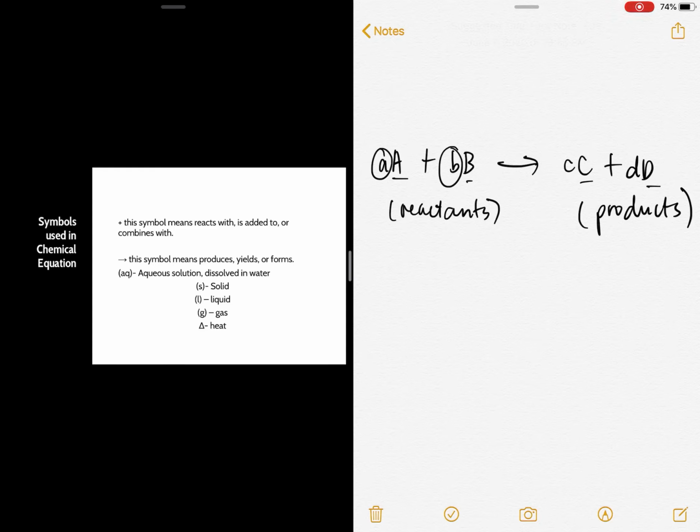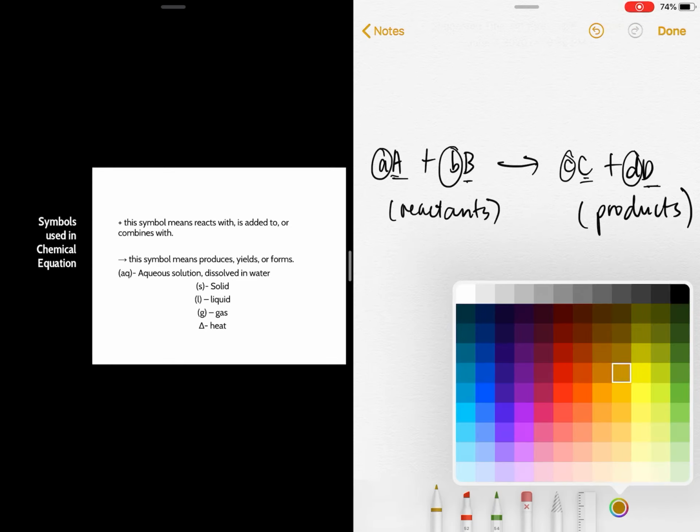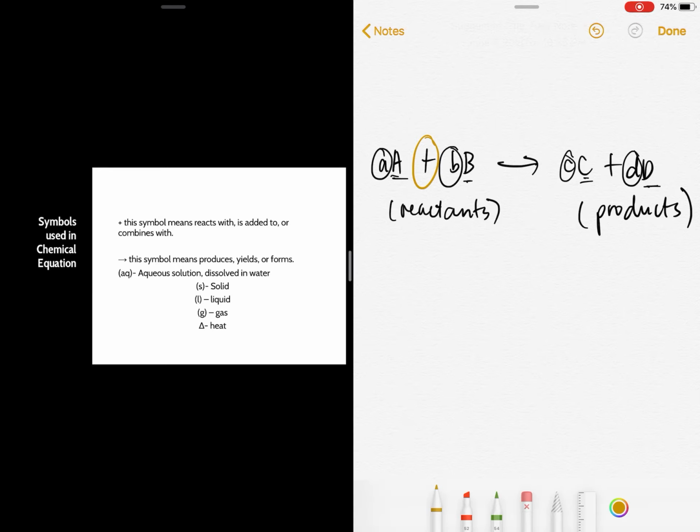Okay? So, let's talk about the symbols. So, as I've mentioned, the capital letters correspond to the chemical formulas or yung ating compounds. The small letters correspond to your coefficients. So the plus sign that you see there, it means to react with or to combine with or it is added to. So in this hypothetical chemical equation, we can say that compound A reacted with compound B or compound A is added to compound B. The arrow here means to form, to produce, or to yield.